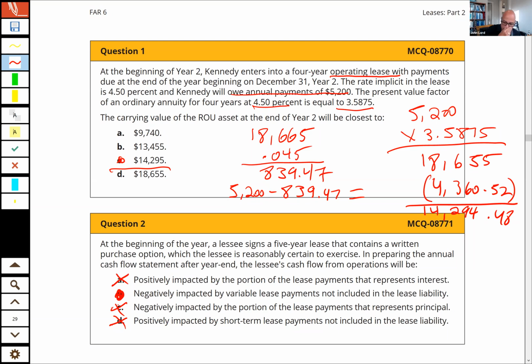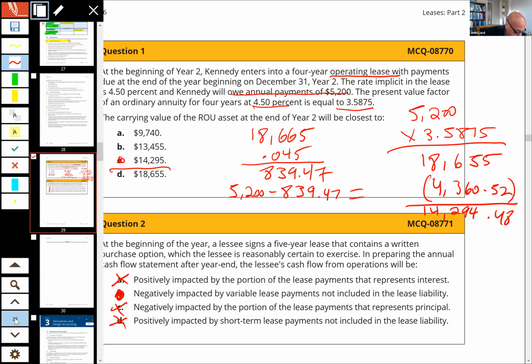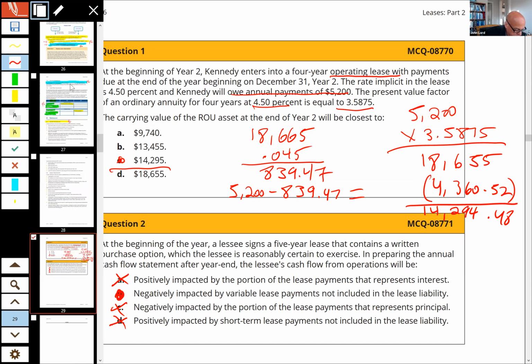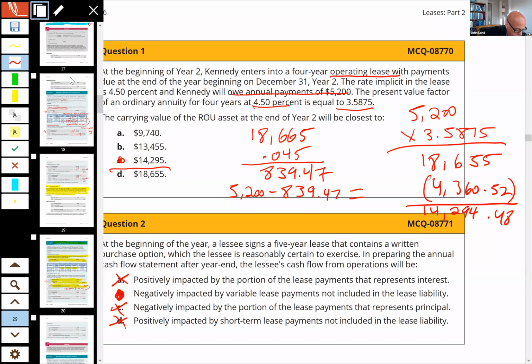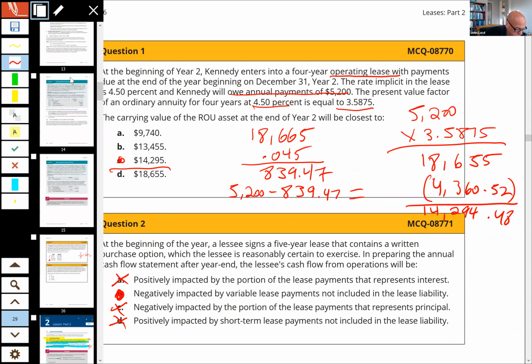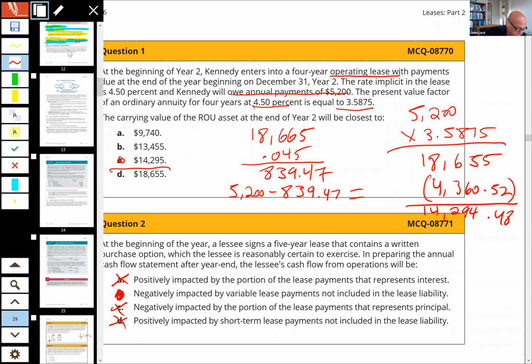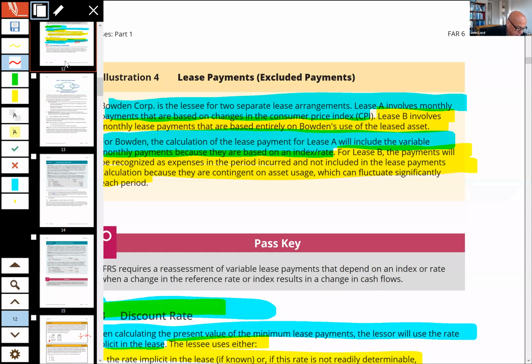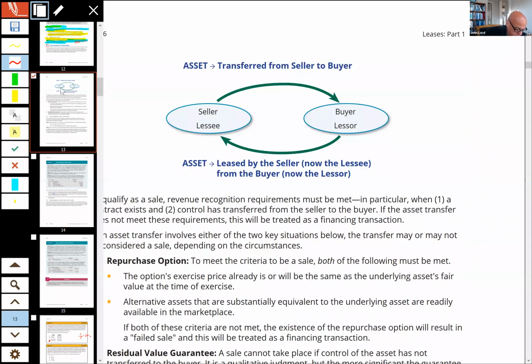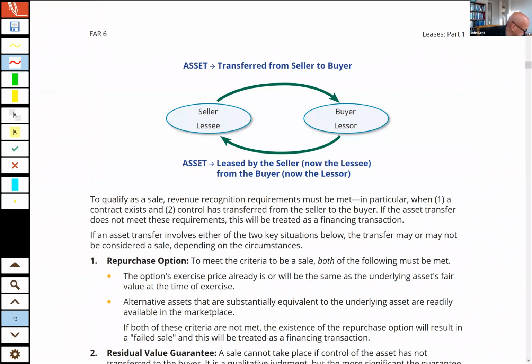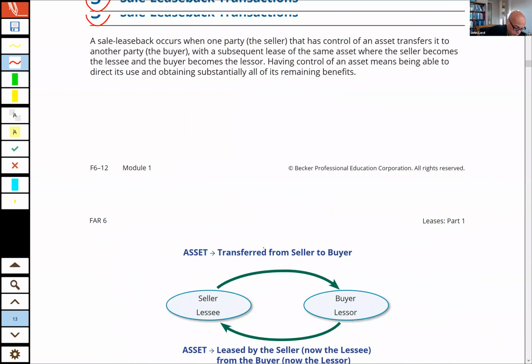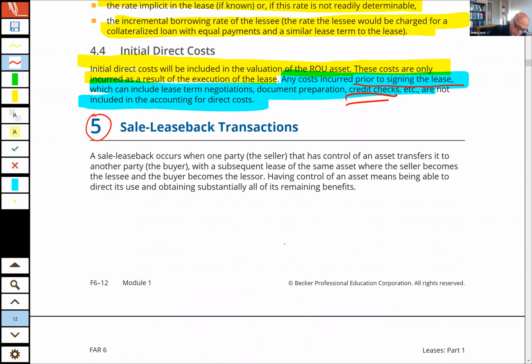Okay, good. Now I'm supposed to go back and I want to see if we can quickly finish up the sale leaseback before we take a break so that we're done with leases and we can turn our attention to foreign currency here a little bit. Okay. So sales leaseback, I'm thinking is page 12 somewhere. Okay, right here. Okay, maybe page 12. Yeah. Sales leaseback. Okay, good. All right.